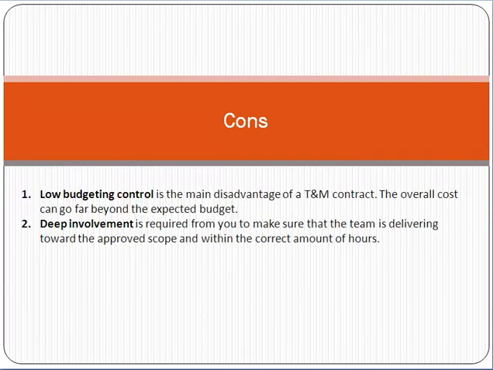The disadvantage of a time and material contract is that, friend, normally these types of contracts have low budgeting control. That means the main disadvantage of a time and material contract is that the overall cost can go far beyond the expected budget. This is a very big disadvantage of using the time and material contract. Also, friend, in the time and material contract, a lot of involvement is required. As a manager, you must be deeply involved in these types of contract. Why? Because you must see what changes are coming, how to deal with the changes, how to deal with the changes in the scope. So these are the very big disadvantages of using the time and material contract.